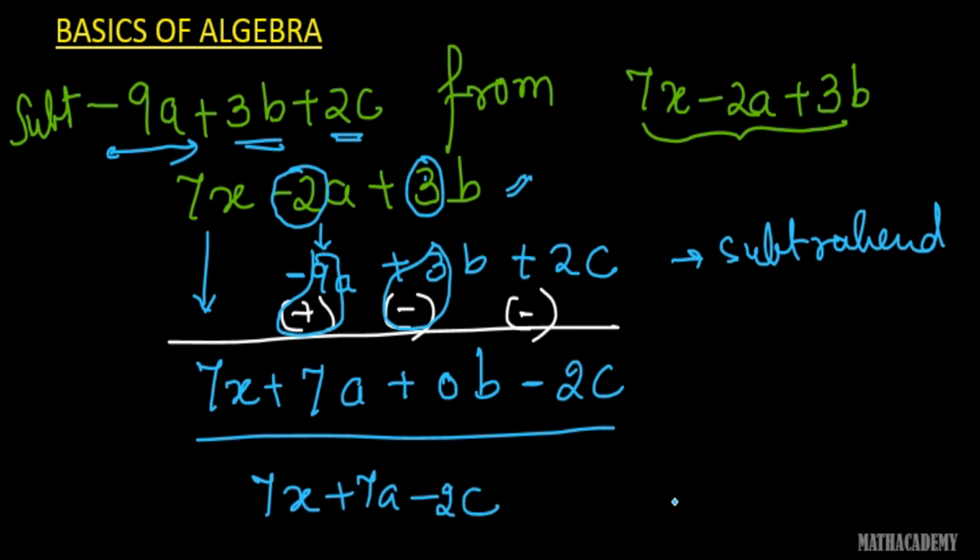So this is how you perform subtraction of an algebraic expression, by writing the like terms below the like terms, changing the sign of each term of the subtrahend, and then performing the regular addition. I hope the subtraction is clear to everyone.